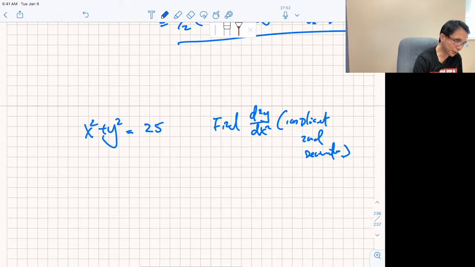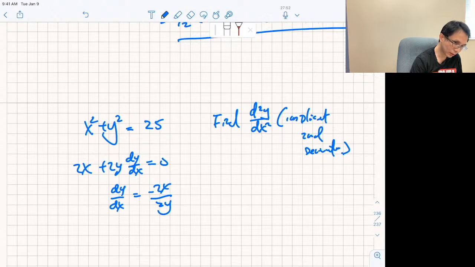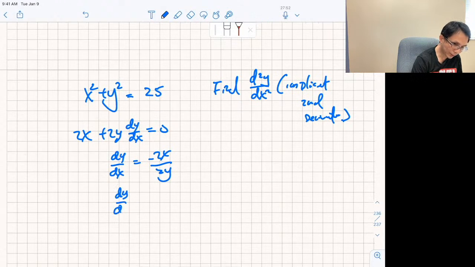So first of all, let's take the first derivative. 2x plus 2y dy/dx is equal to 0. Does that make sense? Very easy. dy/dx is equal to what? Negative 2x over 2y, right? So dy/dx is equal to negative x over y. Are we okay here?